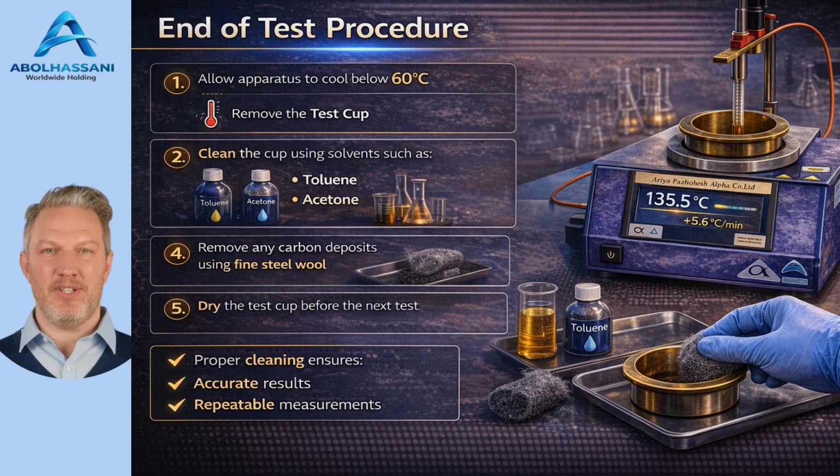End of test procedure. After completing the test, the apparatus must be allowed to cool before handling, as described in ASTM D92 Section 9. The test cup should then be removed and cleaned using suitable solvents, such as toluene or acetone. Any carbon deposits must be removed to avoid interference with future tests. Proper cleaning ensures repeatability and accuracy for subsequent measurements.